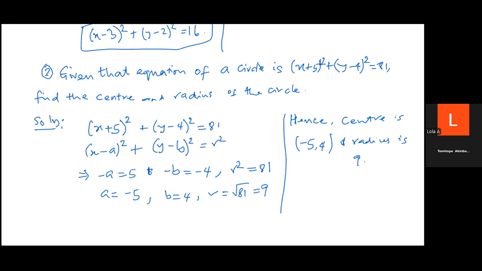Okay, finish copying down, sir. Okay, so let's see another example.